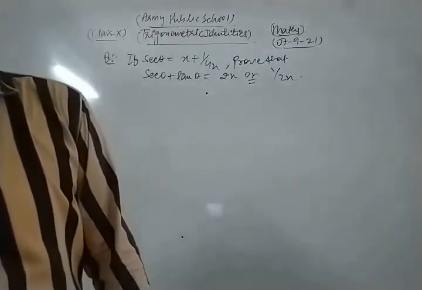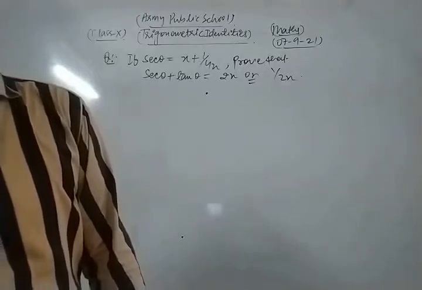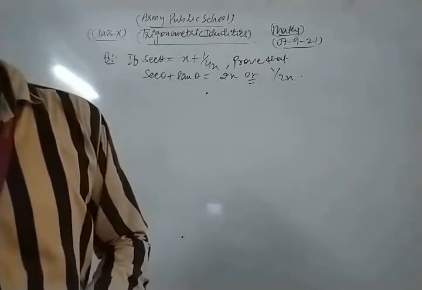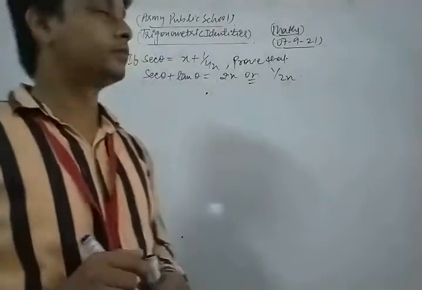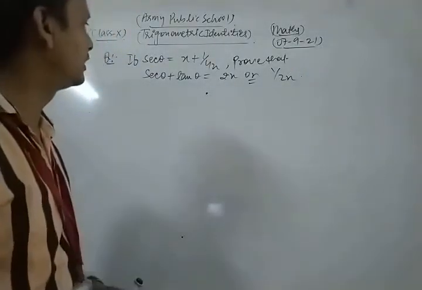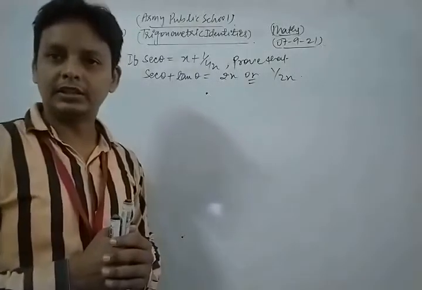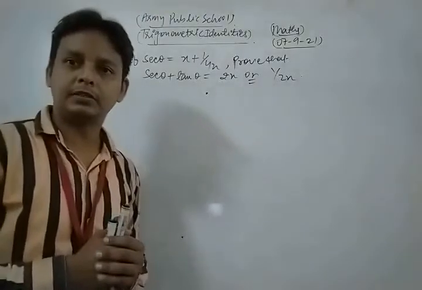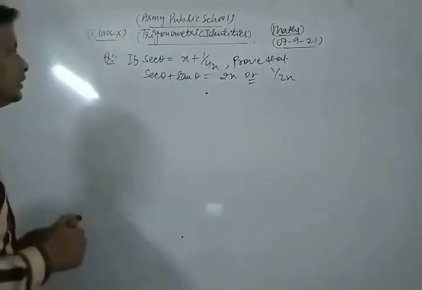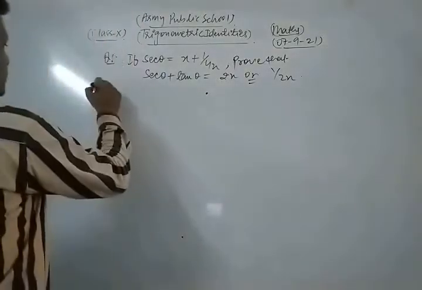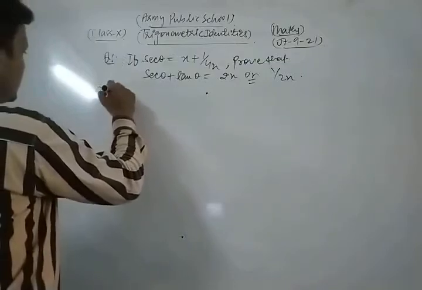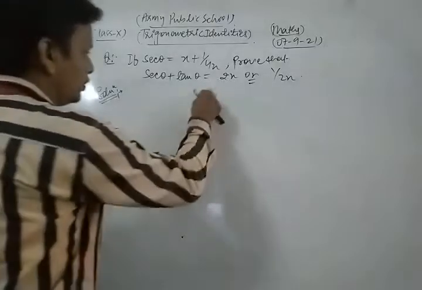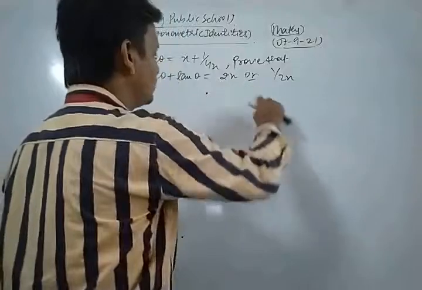This is a very important question of your syllabus, so please do more and more practice of this type of question. A very important relation is given in that question: if sec theta is equal to x plus 1 upon 4x, prove that sec theta plus tan theta is equal to 2x or 1 upon 2x.